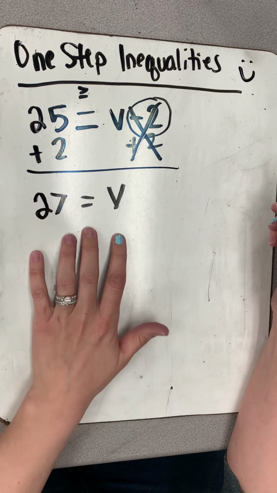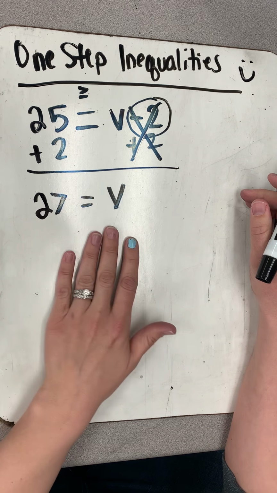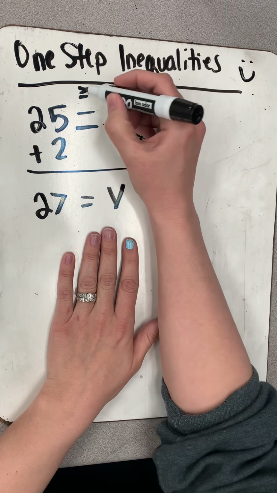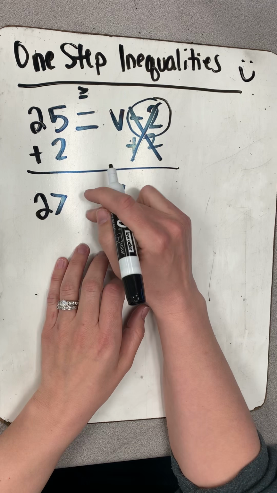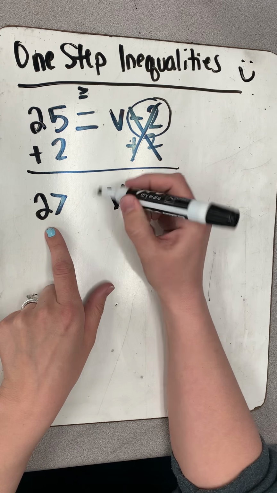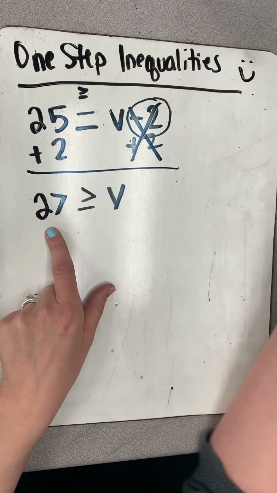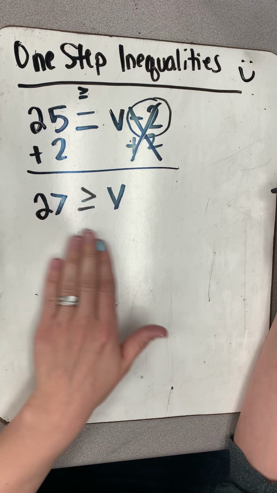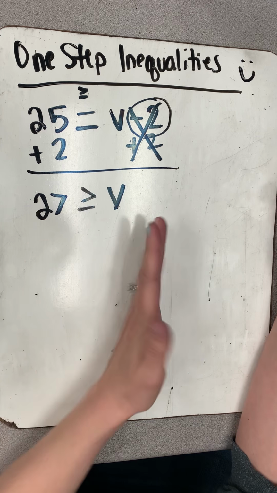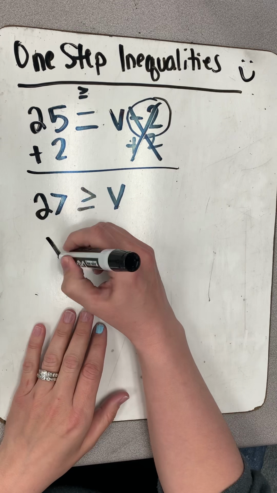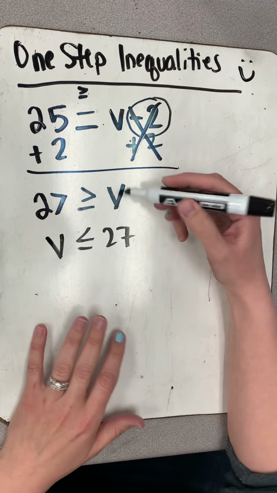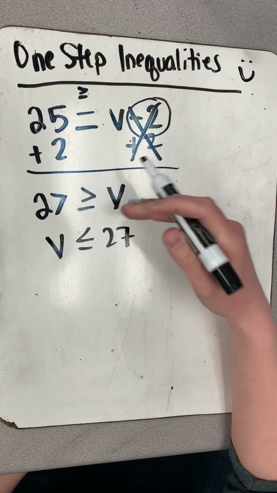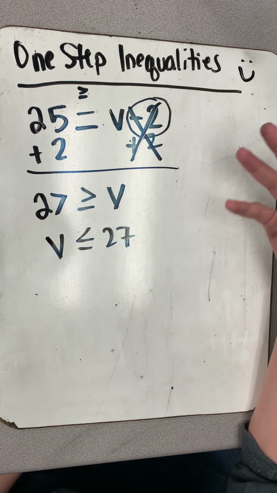Well, as soon as I get this, I can say, okay, 27 is equal to v. But that's not what I had to begin with. What I had to begin with was an inequality. So 27 is not equal to v. 27 is greater than or equal to v. And then that tells you exactly what's happening. If you want to switch it so we can do that trick, we would say, okay, v is less than or equal to 27. Remember, it means the same thing. It's just a different way of saying it.